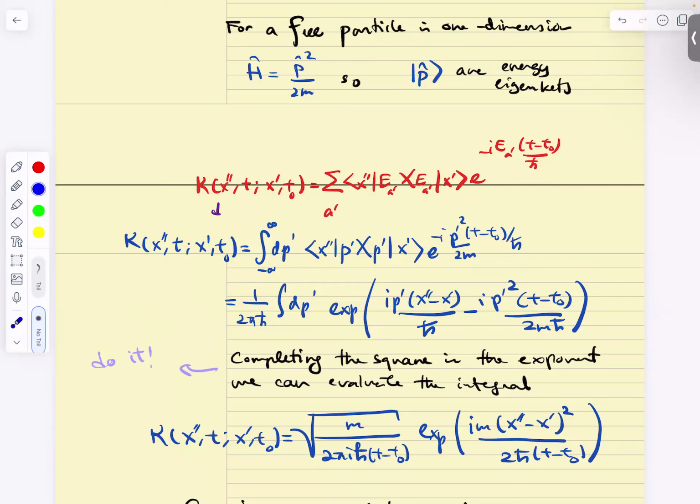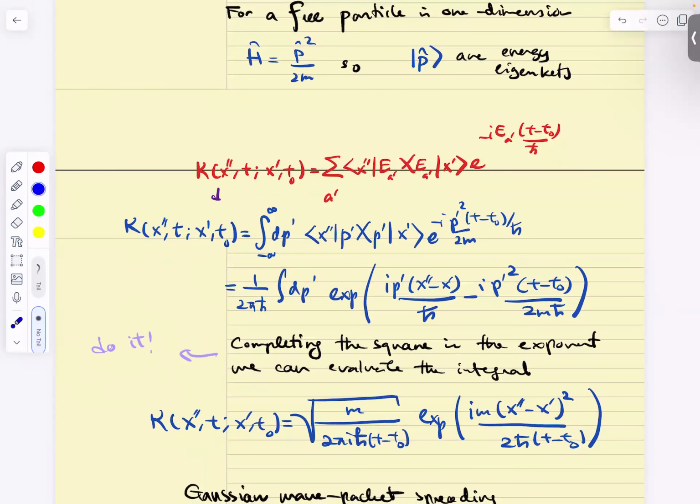These integrals come up a lot in physics. You cannot get away without learning Gaussian integrals. The way we solve them is by completing the square. So we complete the square. That's what I mean by saying that you should do this. And you find the following expression. It's just an exponent because it's a Gaussian integral. e to the power of i m over 2 h bar (t minus t naught) (x double prime minus x prime) squared. And this is the exponent.